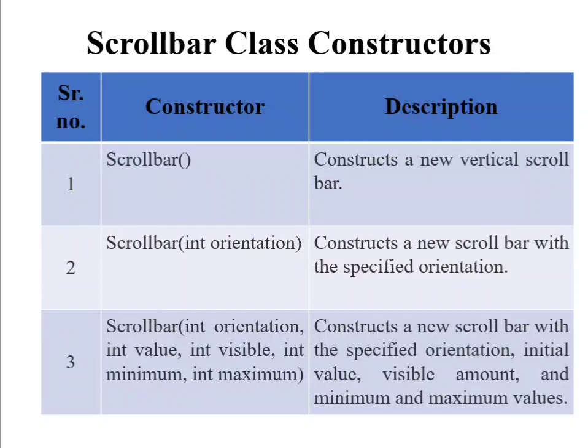Minimum specifies the width of a track on which the scroll bar is moving. Next one is maximum. Maximum specifies the width of a track on which the scroll bar is moving. These are the parameters which are used to represent the Scrollbar class constructor.